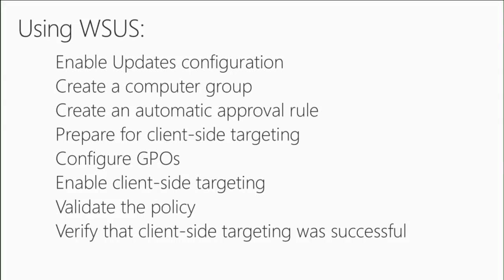And then really that's configuring the group policy object with the semi-annual channel targeted for that specific test group. Enable client-side targeting so that that update is only pushed to those machines, and then verify that the targeting was successful through test.